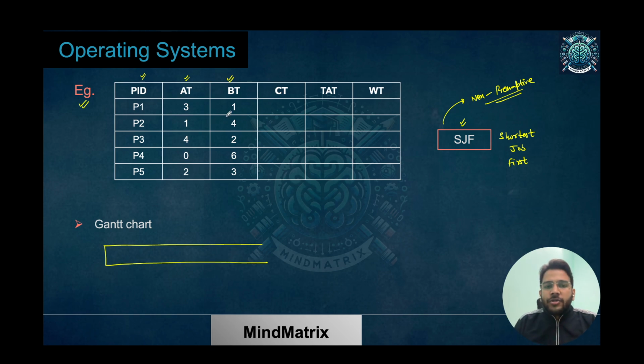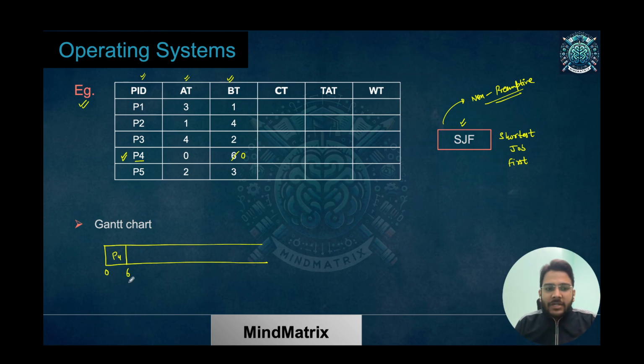First of all, you need to see whether any process is in the ready queue at 0 units of time. P1 arrives at 3 units of time, P2 at 1, P3 at 4, P4 at 0, P5 at 2. So at 0 units of time, only one process is in the ready queue, which is P4. We are going to schedule that. It is non-preemptive, so we execute it completely for 6 units of time. The burst time of P4 is 6, so 0 plus 6 is 6. P4 has completed its execution.